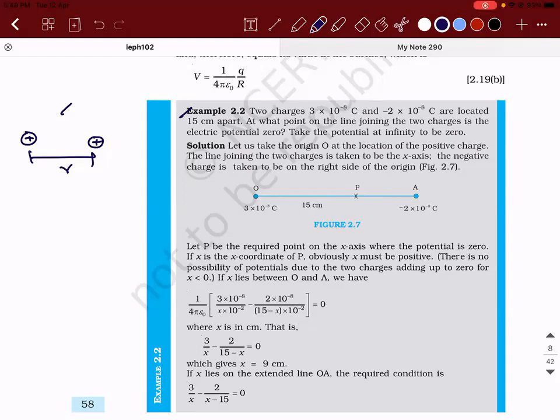Where will it get cancelled out? You're almost there. Think about it. It is a midpoint. Does it make sense? This is the answer I was waiting for. So if you have a system of two like charges, exactly at the center of the line joining both the charges, the electric field will be zero. But will the electrostatic potential be zero?